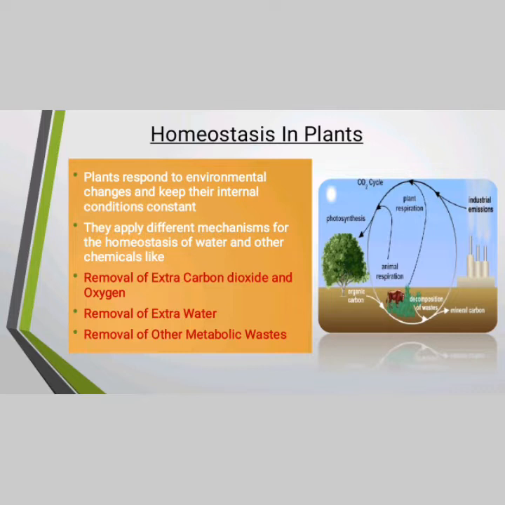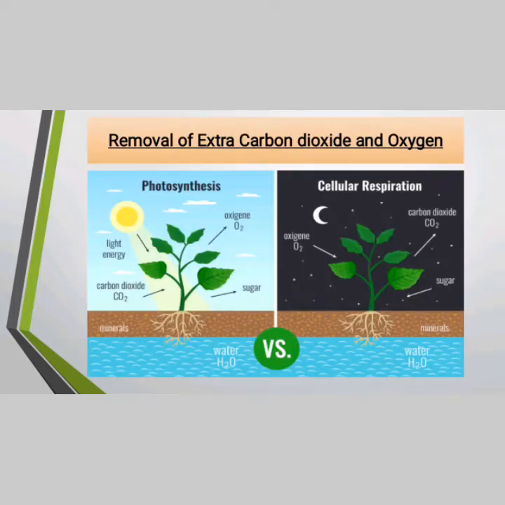Here plants have two situations. As you know, carbon dioxide is produced during respiration and oxygen is produced as a byproduct during photosynthesis. During daytime, oxygen produced during photosynthesis is used in respiration, while carbon dioxide produced during respiration is used for the process of photosynthesis. So there is no waste product during daytime.